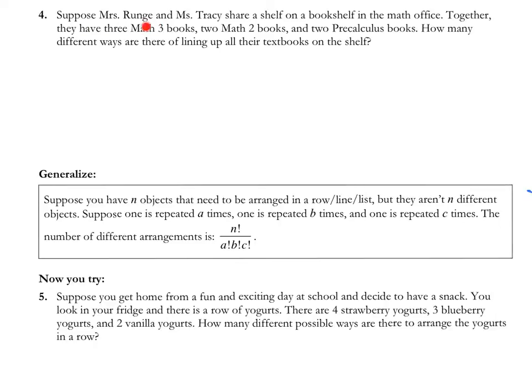So suppose Mrs. Runge and Miss Tracy share a shelf on a bookshelf in the math office. Together they have 3 Math 3 books, 2 Math 2 books, and 2 pre-calculus books. How many different ways are there of lining up all their textbooks on the shelf? So let's see. We have 3 Math 3s, 2 Math 2s, and 2 pre-calculuses. So there's a total of how many books? 7.